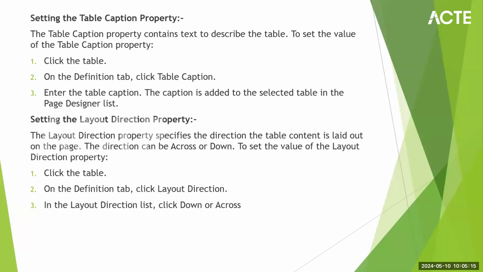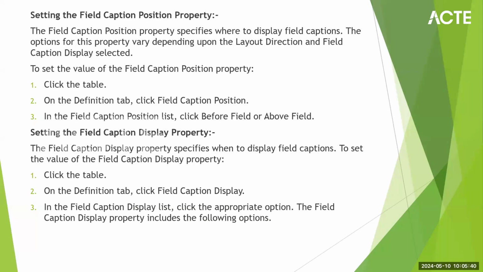Setting the layout direction property. Layout means in which position you want that particular table to be displayed on the UI, like across or down. How do you set it? Click the table, on the definition tab click layout direction. In the layout direction list, click down or across.